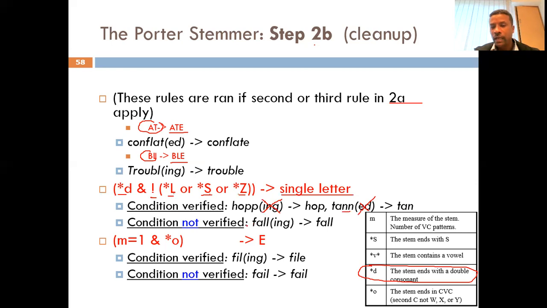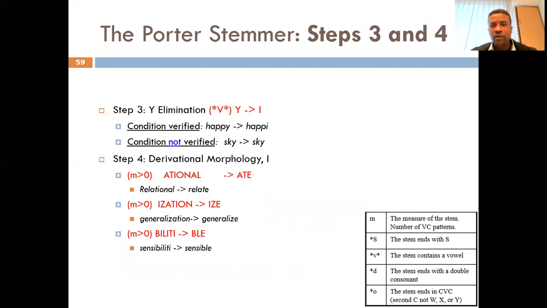Have a look at this one. For example, falling, we removed ING, didn't we? You are left with double L. But since the rule says if it is L you don't remove it, it will remain as it is. So we have many such rules. For example, step 3 and step 4 are trying to eliminate or change Y into I. In happy, it changes Y to I.